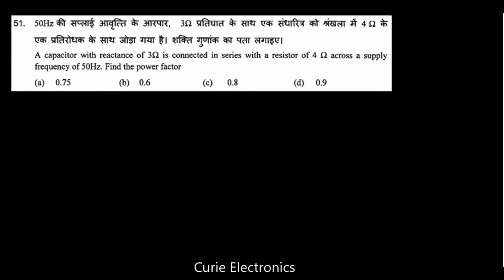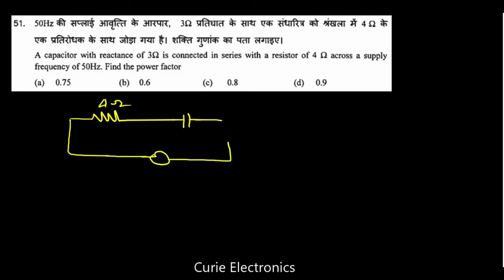Next question. A capacitor with a reactance of 3 ohm is connected in series with a resistor of 4 ohm across a supply frequency of 50 Hz. Find the power factor. So what is there? We have a resistor of 4 ohm and a capacitive reactance equal to 3 ohm.